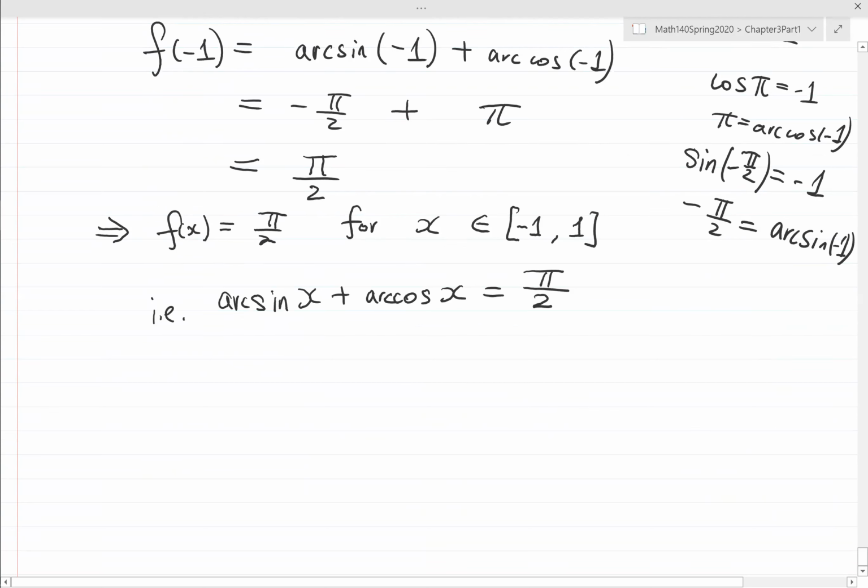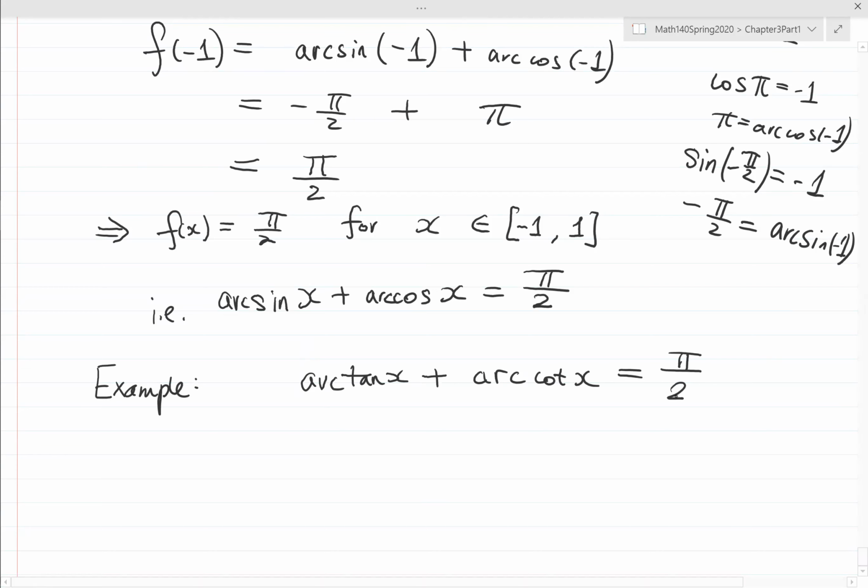Okay. Similarly, we also have another example. You can also check this by yourself. For instance, arctangent x plus arccotangent x. The same thing. We get that this is actually pi over 2. You can check. The same idea.